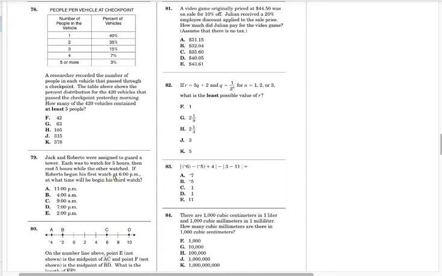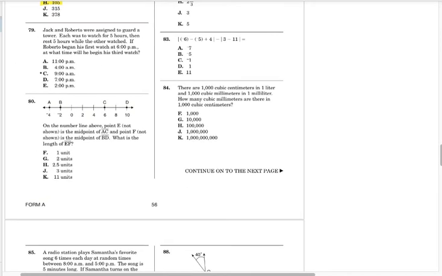We've got 420 vehicles. We want to know how many have at least 3 people. So we need to see what 15 plus 7 plus 3. That's 25. 25% of 420 would be what, 105? Okay. 2 problems to go.